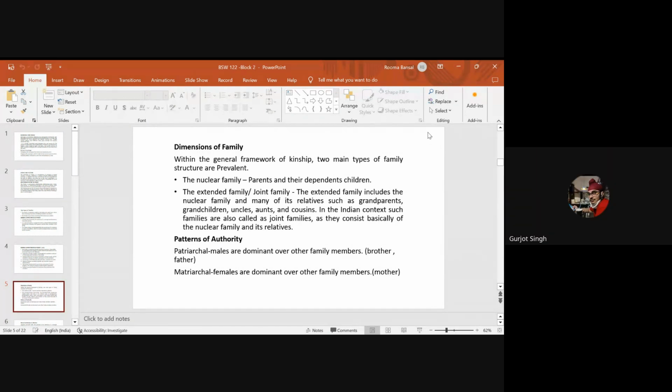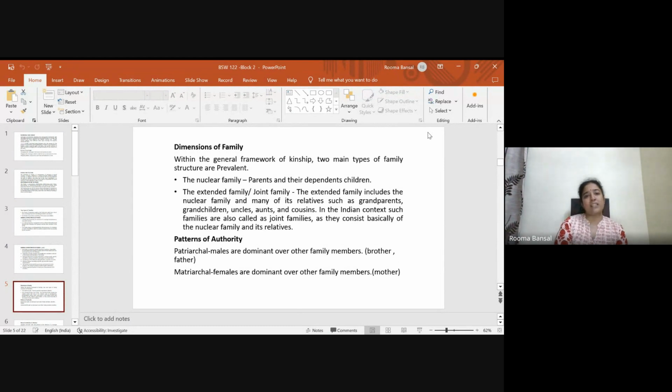So, yes, mainly we have two types of family. One is the nuclear family and the second one is the joint family. Joint family is where we have so many family members as our relatives, and nuclear family is where we have parents and their dependent children.